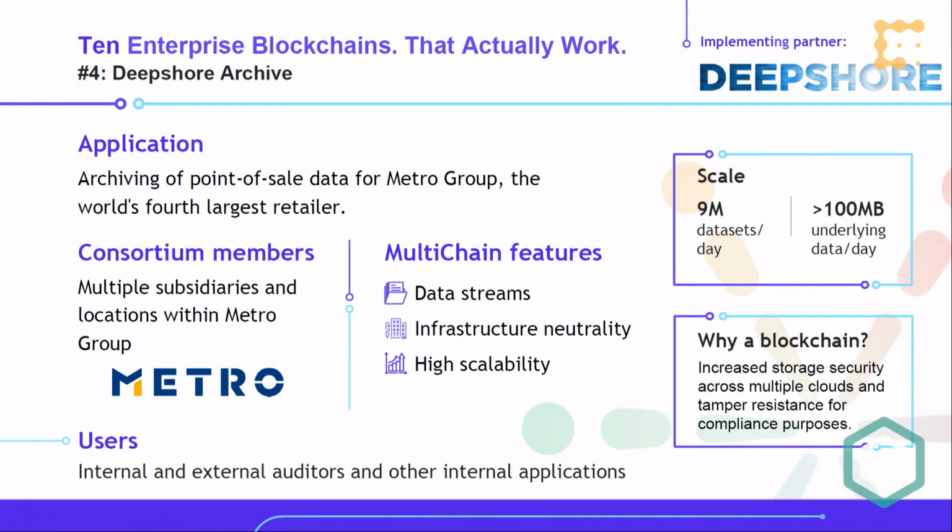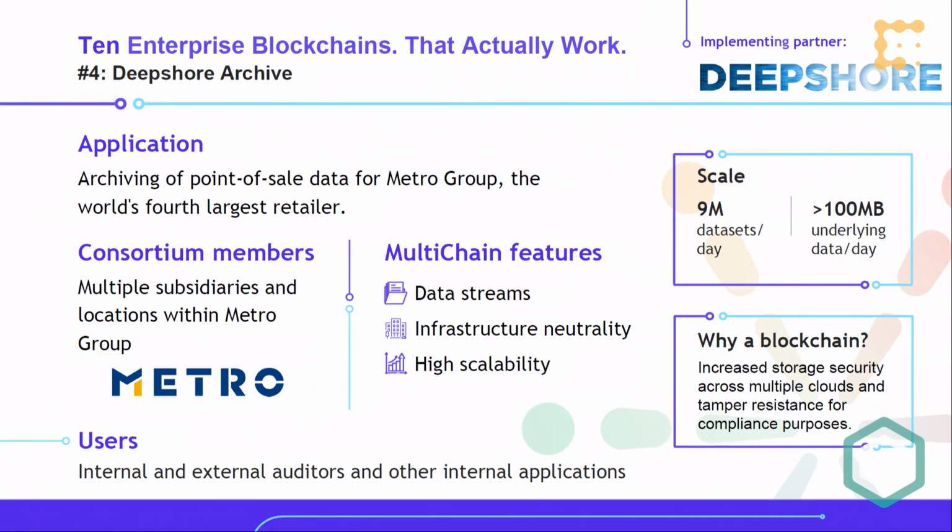So the Metro Group is the world's 4th largest retailer. And as a large retailer, they collect a huge amount of point-of-sale information. This is essentially every time a transaction takes place at the till and the customer pays, something is recorded. They need to archive this information, and in order to be compliant, they need to archive this in a particularly safe way. So how do they do that without becoming dependent on some individual specific hardware provider or some individual specific cloud provider?